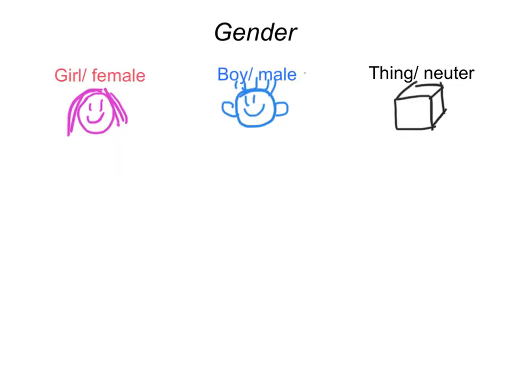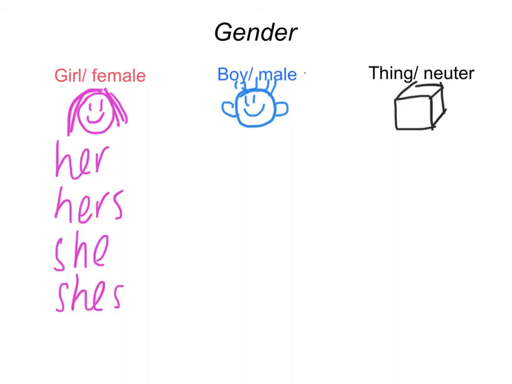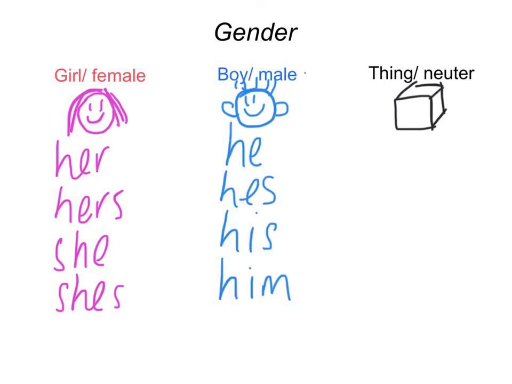You would choose a different pronoun depending on the gender of your thing that you're talking about or the noun you're replacing. So if it's a girl, you would use things like her, hers, she, she's. For a bloke, you'd use he, he's, his, him. For a thing, you'd say it or its. All of these things help us understand what gender the thing or person is that you're talking about.